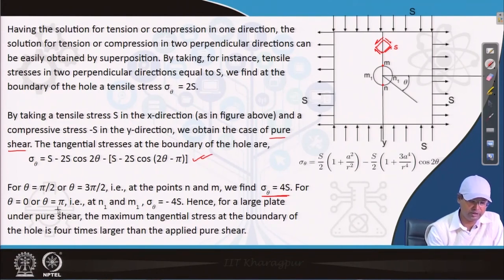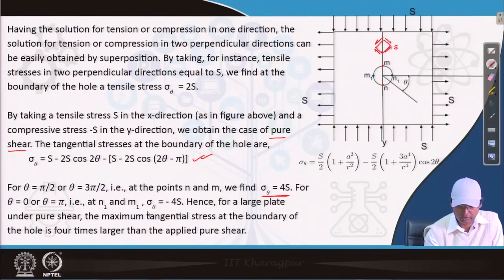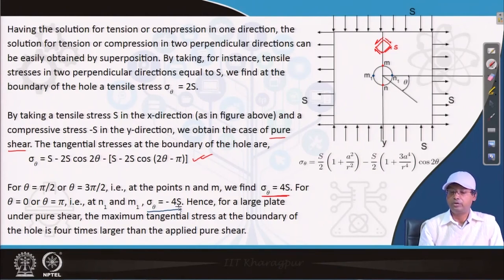For theta equals 0 and theta equals pi, that means this position as well as this position, we have sigma theta equals minus 4 S. So, this is a situation where we have very high stress concentration at the diametrical points. These are tensile in nature, this is compressive in nature, and they go to a magnitude of 4 times the stress applied. And in this particular case, if we go for a stress transformation, we find that at a 45 degree angle pure shear is developed.